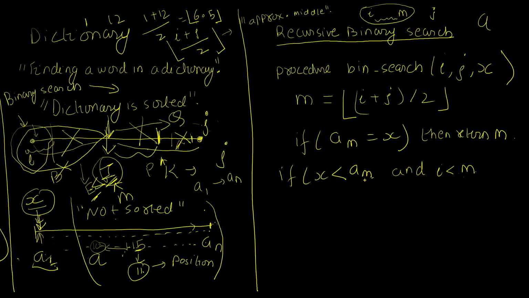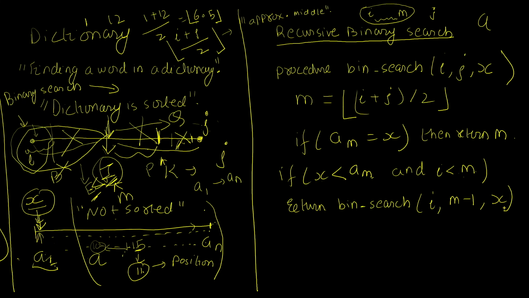So I'll say that if x is less than a of m, I need to look to the left, and i is less than m, there is at least a few pages left to look. Then I'll repeat the same process. I'll return binary search, and this time I want to search on the left from i to m. So I'm just going to say i, and it's not actually m. I've already looked at m, so I only need to look up to m minus 1. And I'm searching for the same element x.